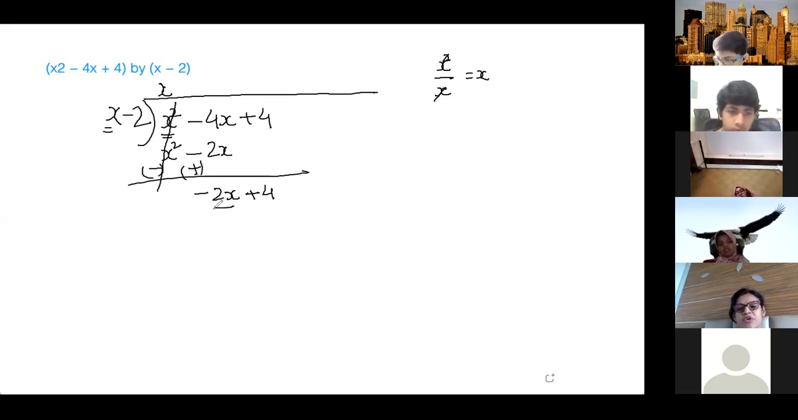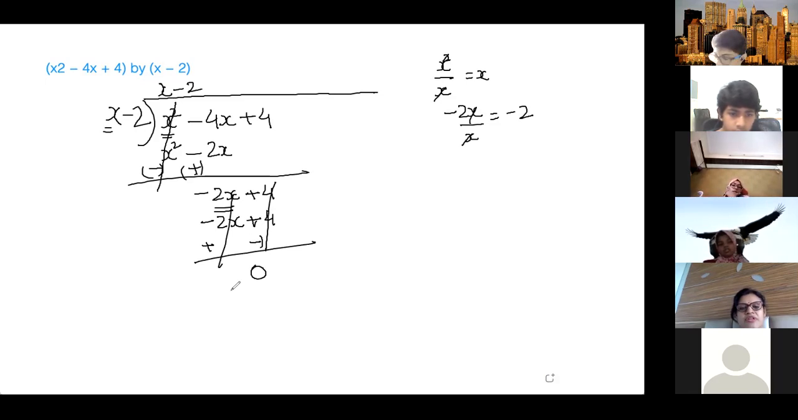Now again the same process: minus 2x you divide by x again and you get the quotient as minus 2. So your quotient is minus 2 over here. Multiply minus 2 here, you get minus 2x, and minus 2 and minus 2 is plus 4. Now change the sign. Remainder is 0. So remainder is equal to 0. Quotient is equal to x minus 2.